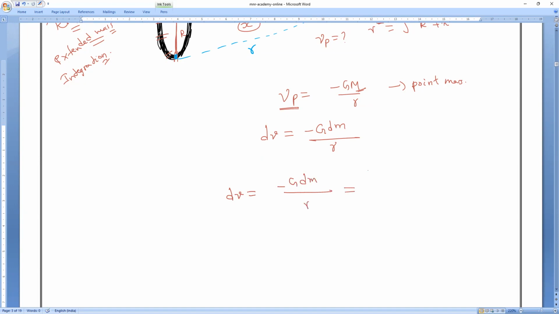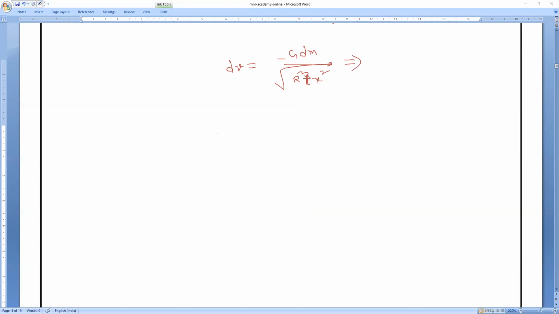So what is the r value? Anybody tell? R value is what? Everybody. Root over R square plus x square. Okay. Understand, Pradosh? This is for 1 dV. We want it for that many dV's, that many dm masses. So we have to apply the concept. What is the concept we have to apply, everybody? Integration. Understanding? So integration of dV is equal to integration of minus G dm divided by root over R square plus x square.